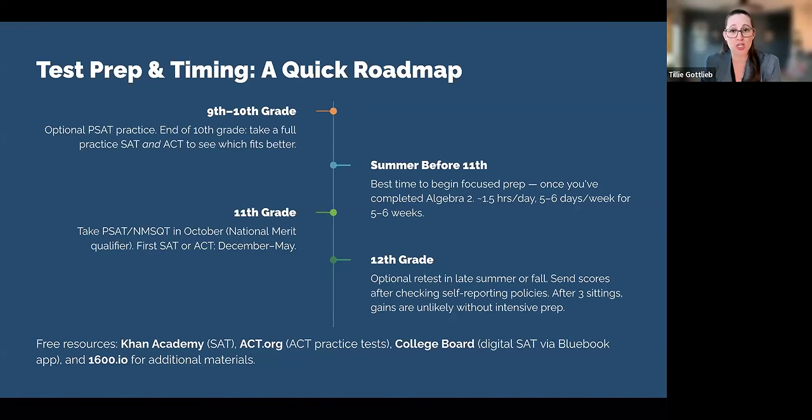I have students who are getting ready to do the June one after APs, some who are like, I'm going to plan for an August. That's great. You want to send scores only after checking self-reporting policies. And this is documented typically after 3 sittings, and we mean taking a test 3 official times, you're not going to see gains unless you're doing really, really intensive prep, right?